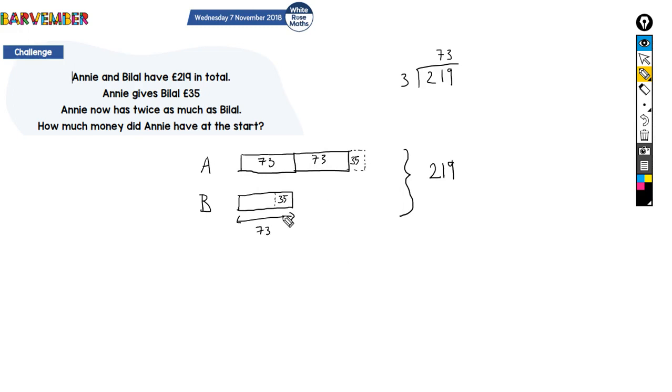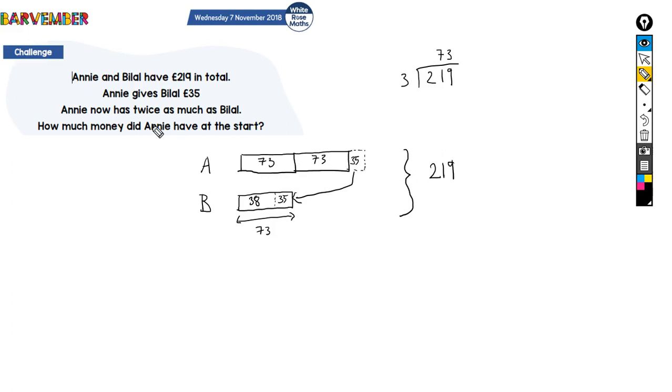So I could work out what this amount is. I don't need to, but I can work it out. 73 subtract 35 would give me 38. So if I was asked how much Bilal had at the beginning, that would be that amount there, because this is the amount that he got from Annie. I could draw it like that.